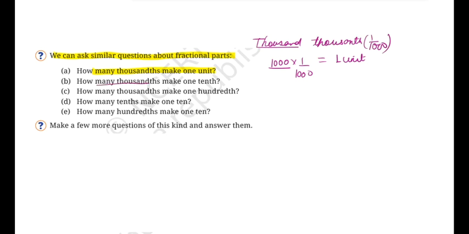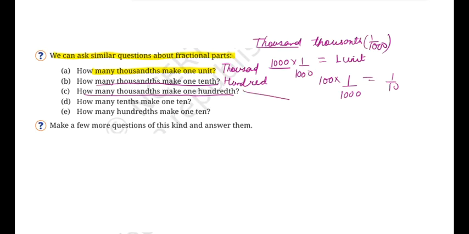Then how many thousandths make 1/10? So let's write 1000, and what do we have to make from it? 1/10. So let us multiply it with 100. So you get 1/10. So 100 thousandths make 1/10. 1000th make 1 unit.